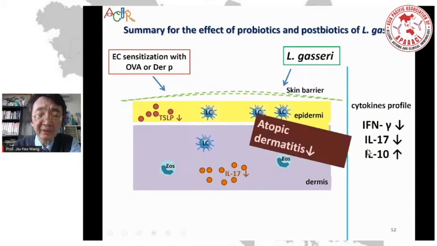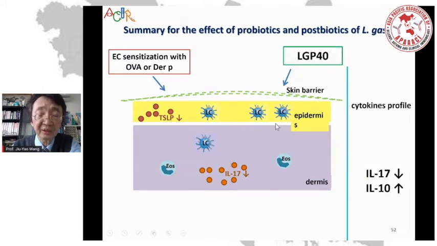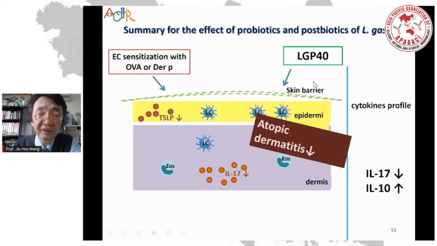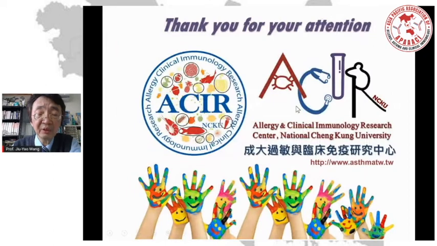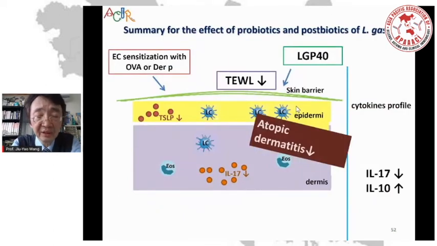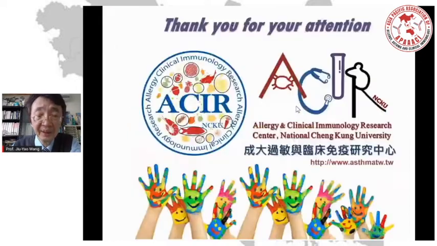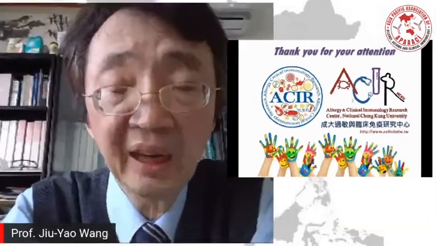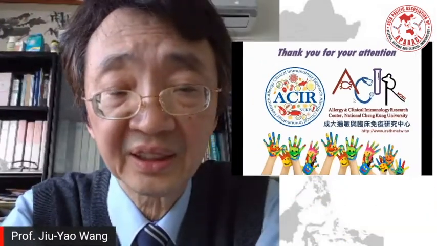And in the other study we have shown that Lactobacillus gasseri can increase tolerogenic dendritic cells. We call it CD103 positive dendritic cell. That is the tolerogenic dendritic cell. And using the LGB40, that is the peptide, also has the same effect as treatment. So we found that there's quite a potential to use the probiotic for prevention, and maybe in the future we can have a therapeutic effect for atopic dermatitis, right? So thank you for your attention. I'm happy to answer any questions after our discussion. Thank you.